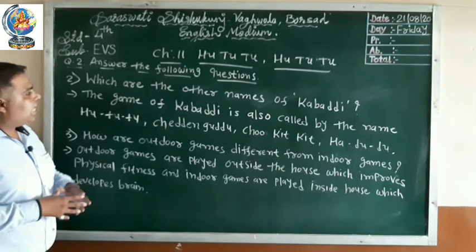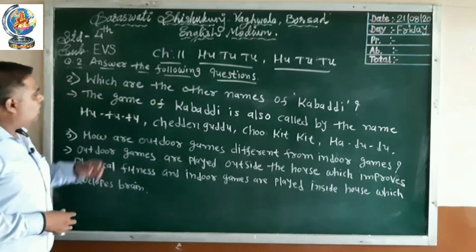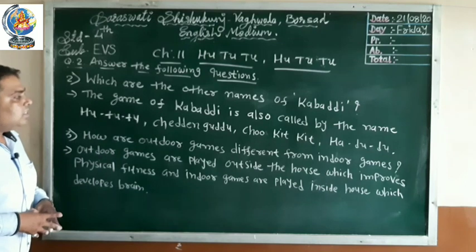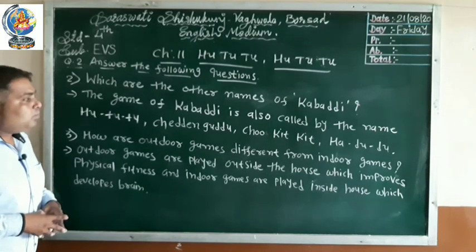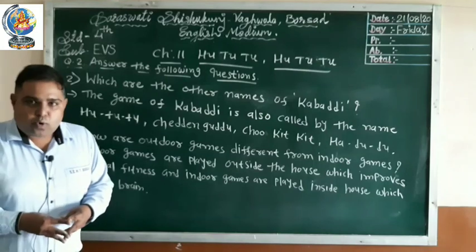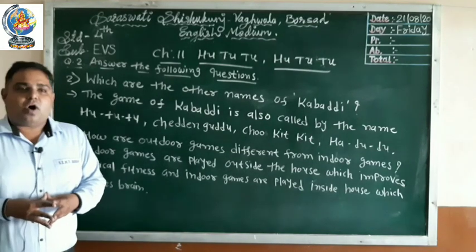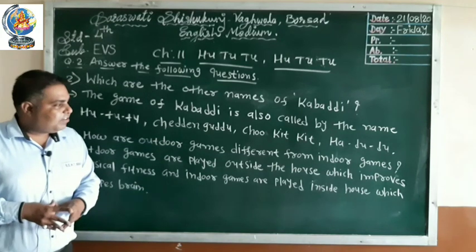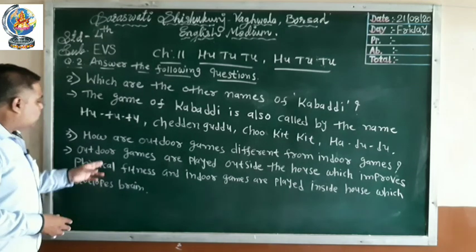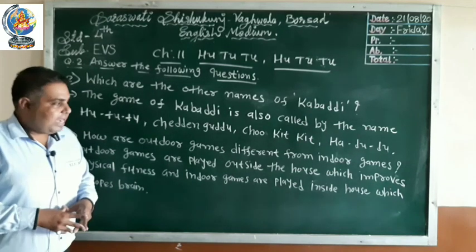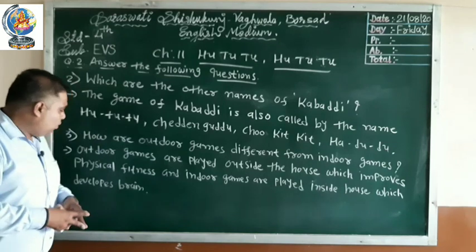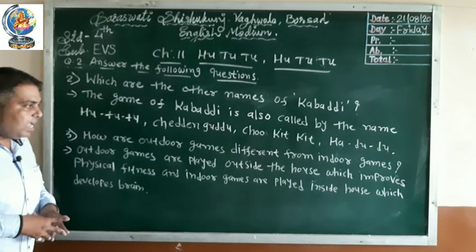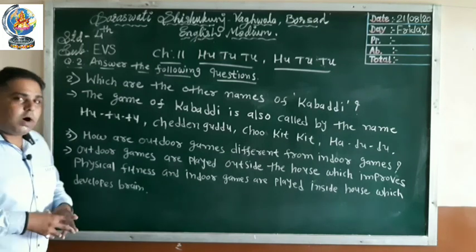Question number 2. Which are the other names of Kabaddi? The game of Kabaddi is also called by the names Hututu, Chelekudu, Chukikit and Hadudu. These are the names of Kabaddi. Third question. How are outdoor games different from indoor games? So the answer is: outdoor games are played outside the house, which improves physical fitness. And indoor games are played inside the house, which develops our brain.